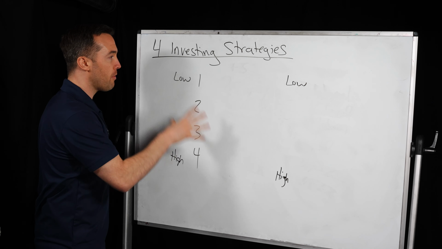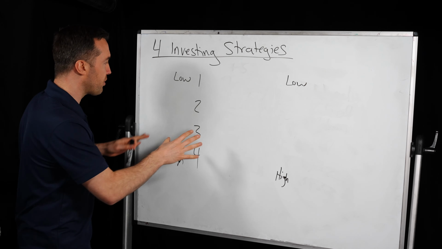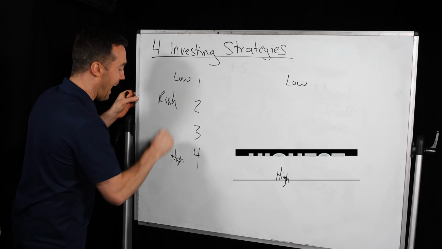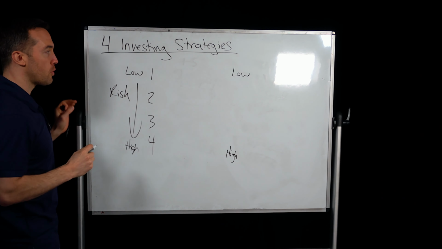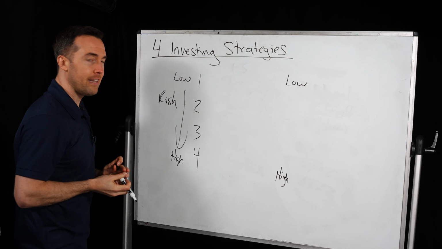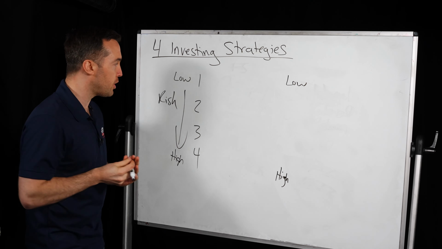And as I break down these 4 strategies, I'm going to order them from the lowest amount of risk to the highest amount of risk, and then we're also going to talk about returns later on. But let's start with the risk first. Now, the first strategy I want to fill you in on is called core.